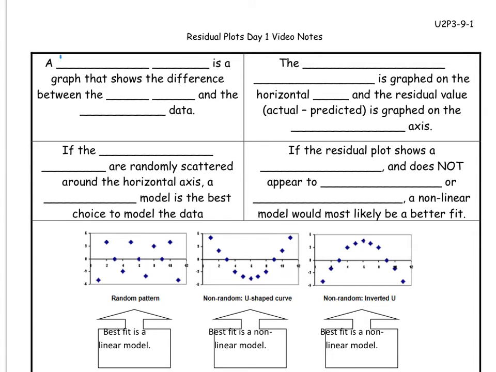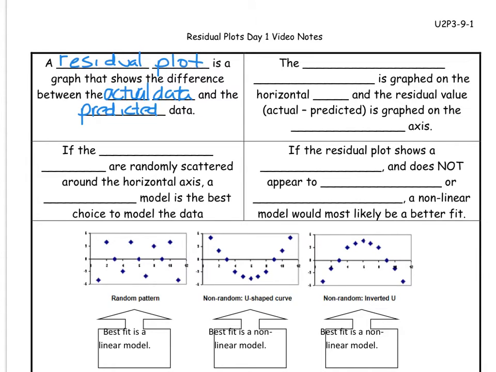A residual plot, and that's what we're going to be making today and tomorrow, is a graph that shows the difference between the actual data, the data that we put in list 1 and list 2 in our calculator, and the predicted data. And where do we get the predicted data from? The predicted data we get from our line of best fit.